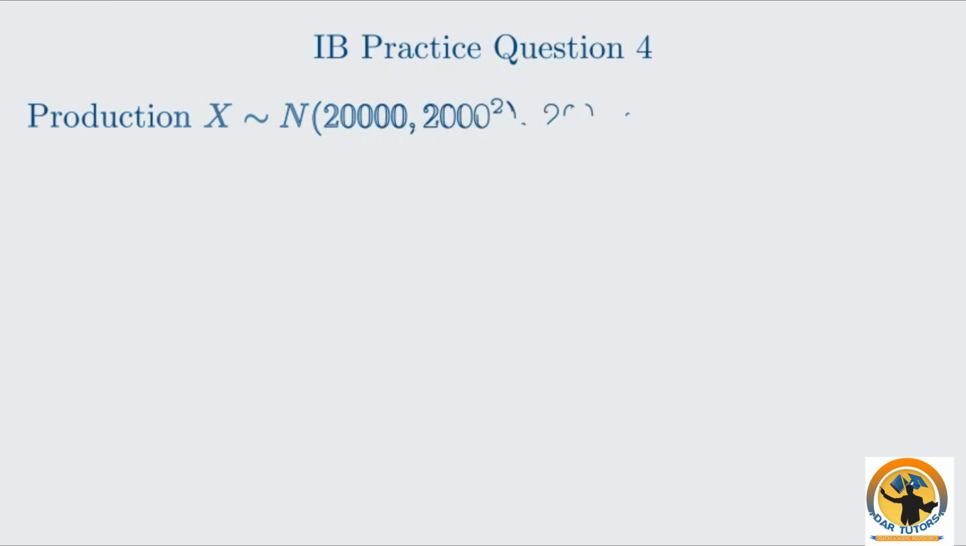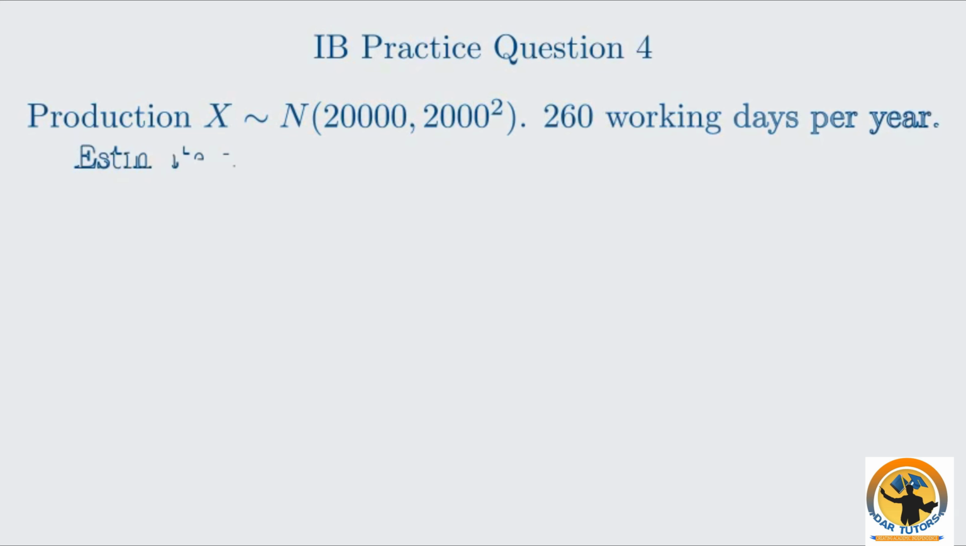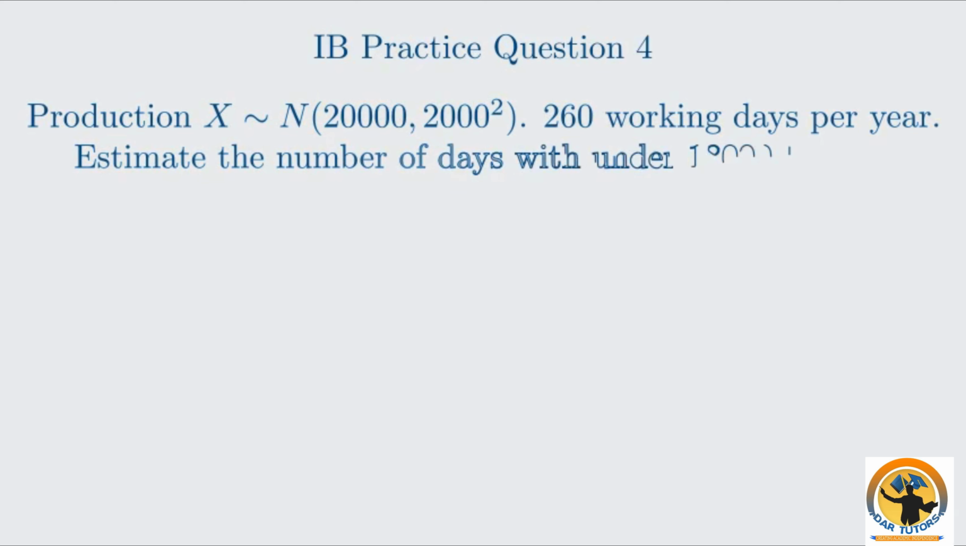Question 4. An industrial machine fills an average of 20,000 bottles each day, with a standard deviation of 2,000 bottles. Assuming production is normally distributed, on how many working days in a year of 260 working days would you expect under 18,000 bottles to be filled? Pause here. This problem is similar to the last one, with a slightly different wording.